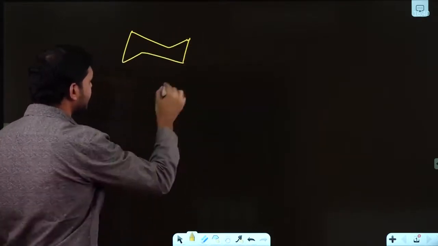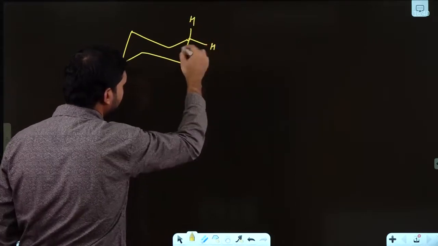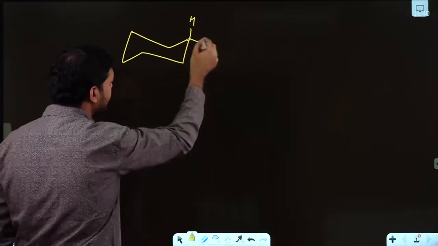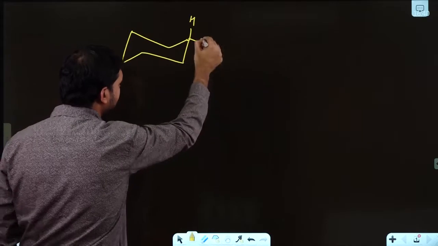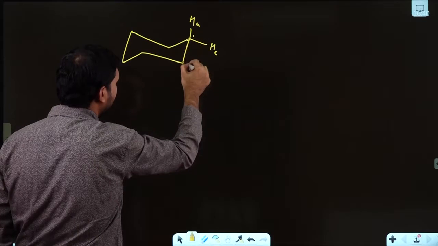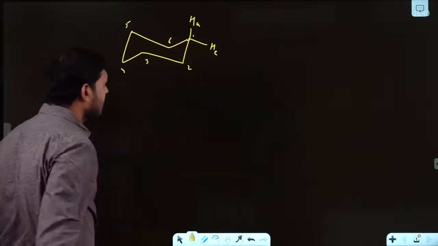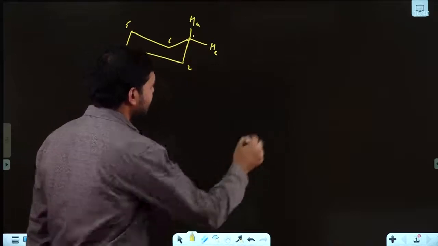This was our chair conformation. If I look here, there is hydrogen, hydrogen, and all the carbon atoms have hydrogen in axial and equatorial positions. This was your equatorial, this was your axial, right? So this is 1, 2, 3, 4, 5, 6. Now let me draw the Newman projection.